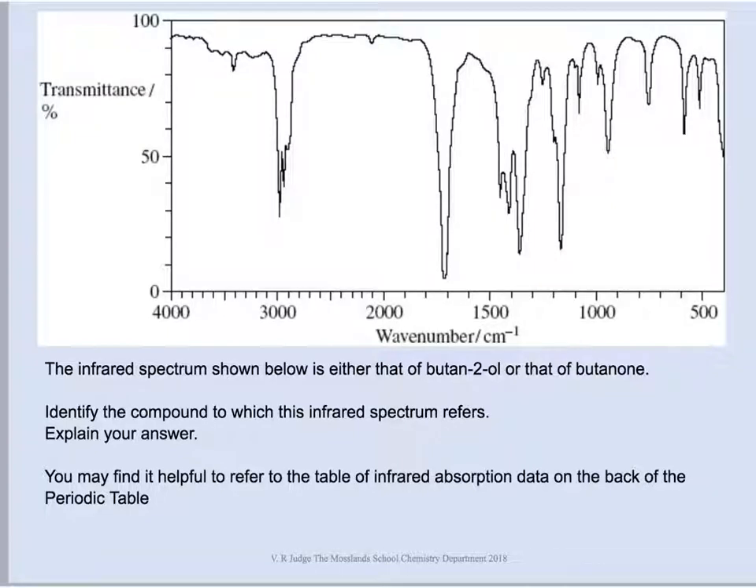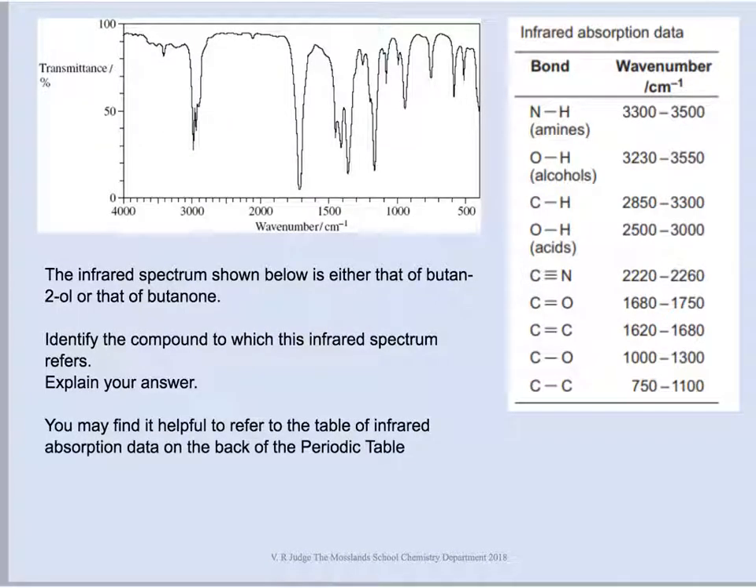So we've got a spectrum. The infrared spectrum shown, what was below, I've put it above, is either that of butan-2-ol or of butanone. So we've got a secondary alcohol and we've got a ketone. Identify the compound to which this infrared spectrum refers, explain your answer, and you may find it helpful to refer to the table of infrared absorption data on the back of the periodic table.